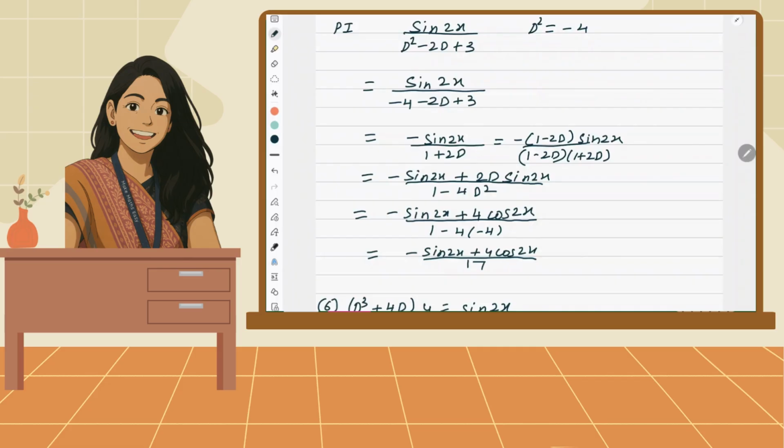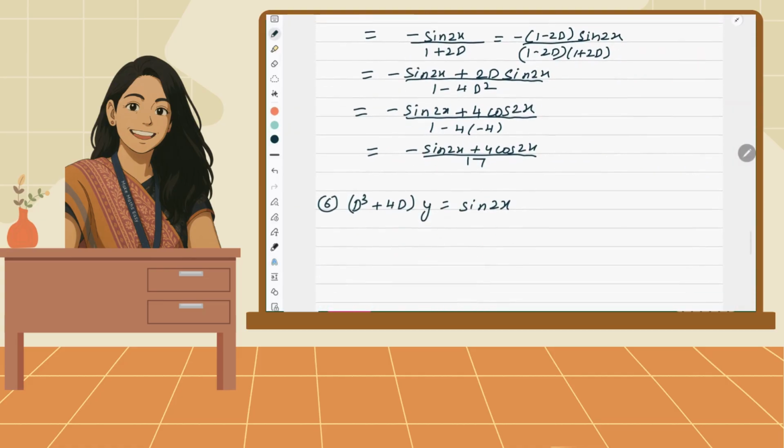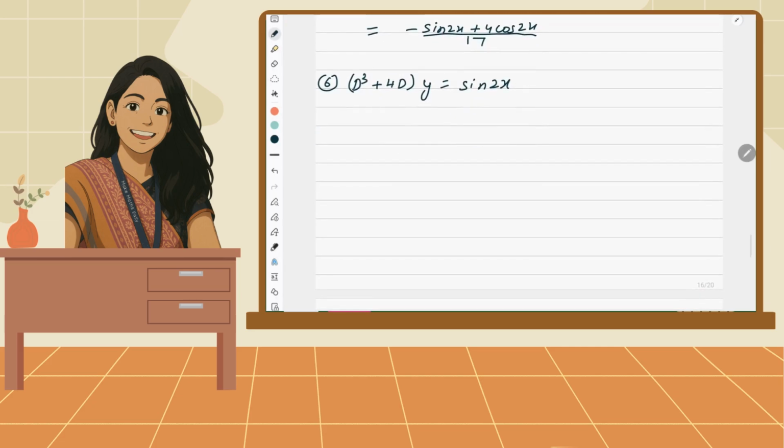So you should write down CF also in every question. Okay. Now let's see the next question. Now again I will be doing only PI. CF you can find out.